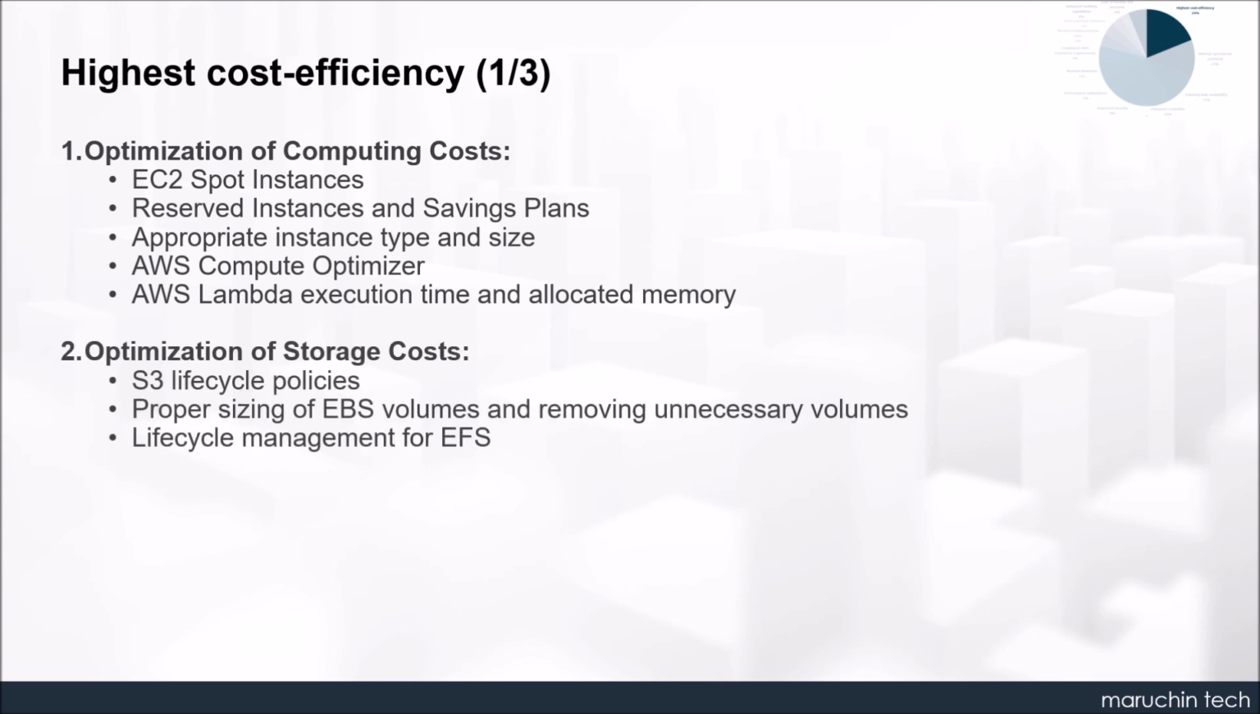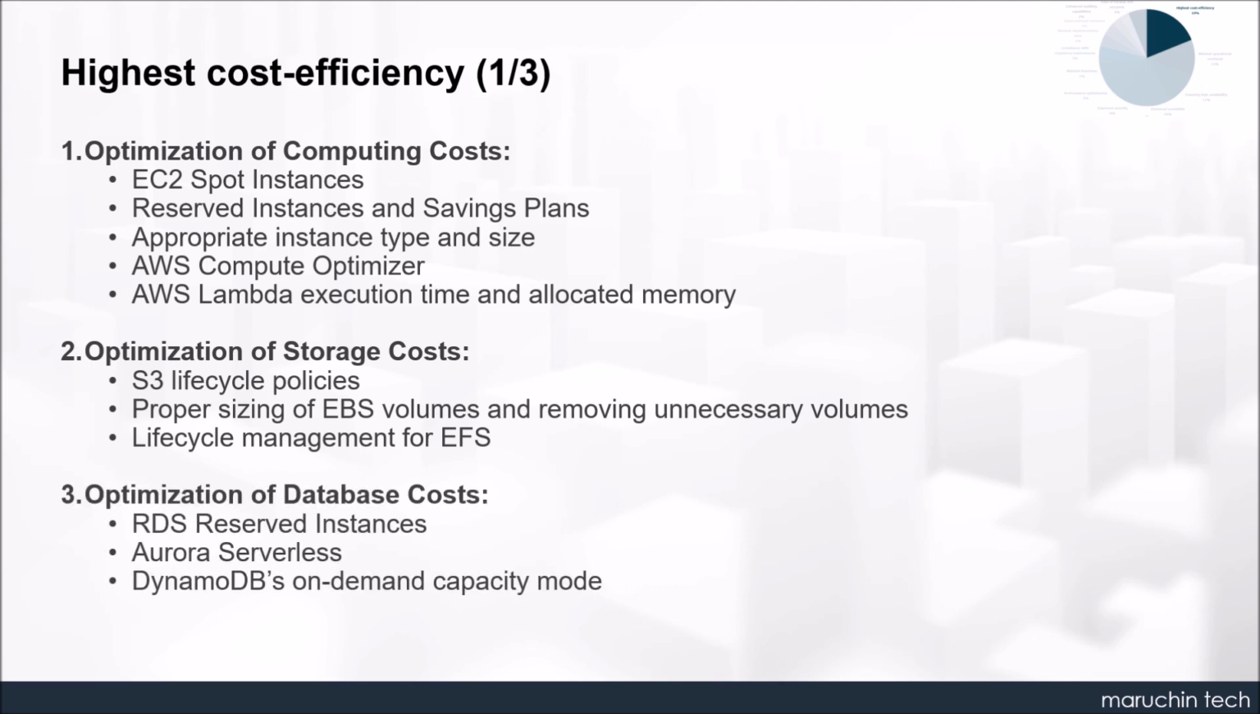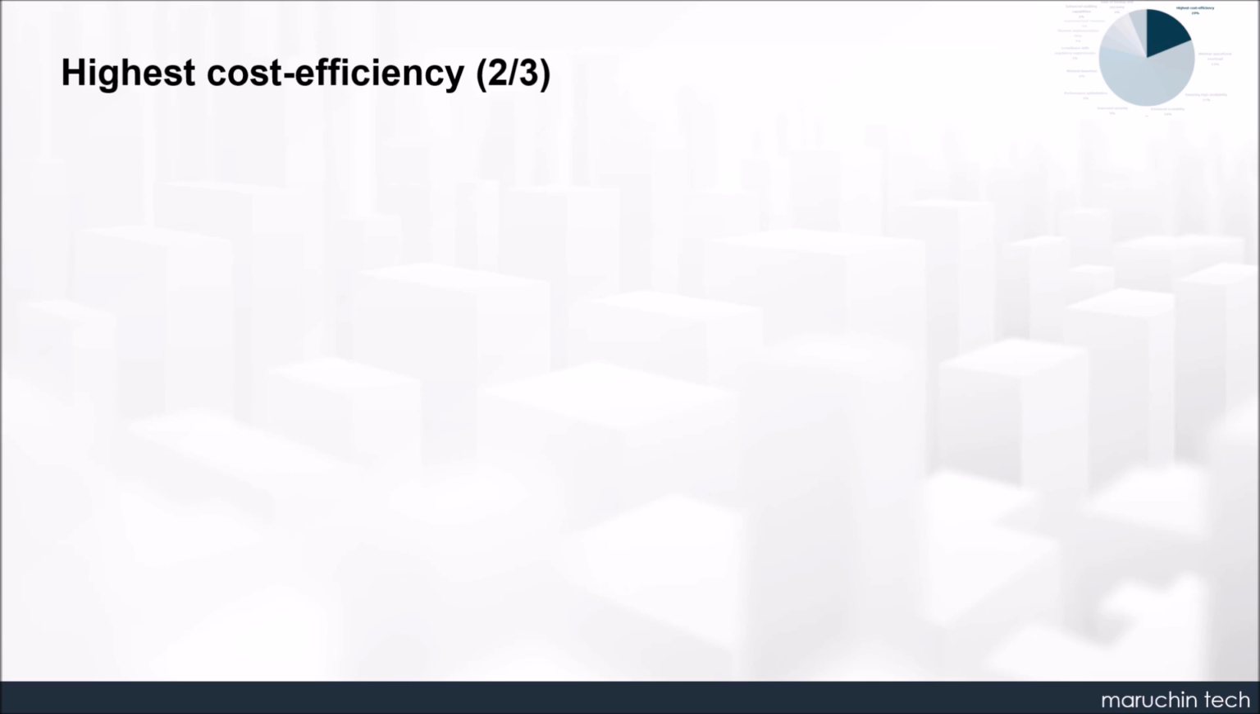And for storage cost, you may encounter questions about cost-effective options like S3 storage classes and lifecycle policy. And for database cost, the solution includes purchasing reserved instances for RDS, using Aurora Serverless, or using the on-demand capacity mode for DynamoDB. If the demand on the database changes, you can optimize the cost by using serverless services.